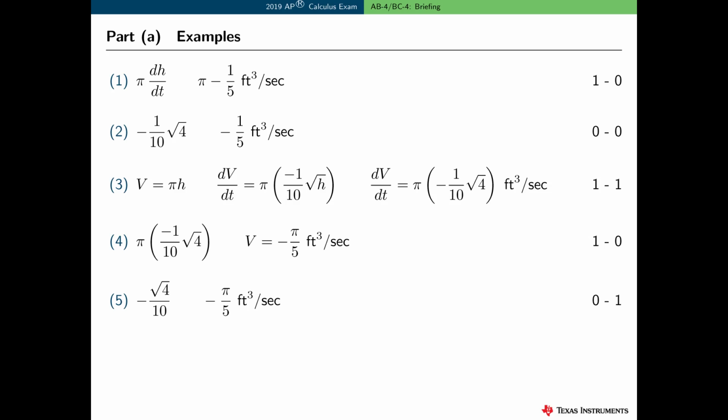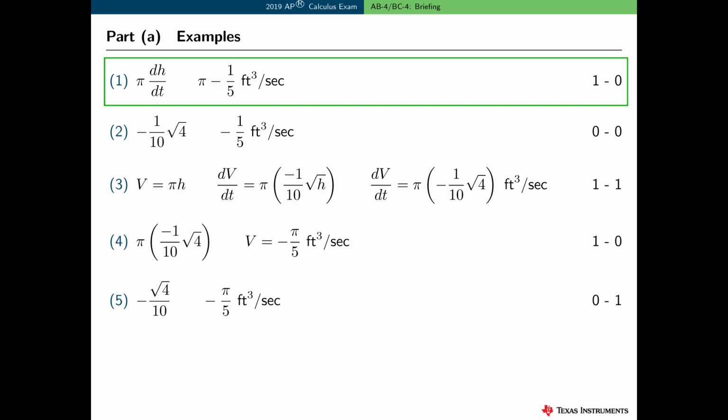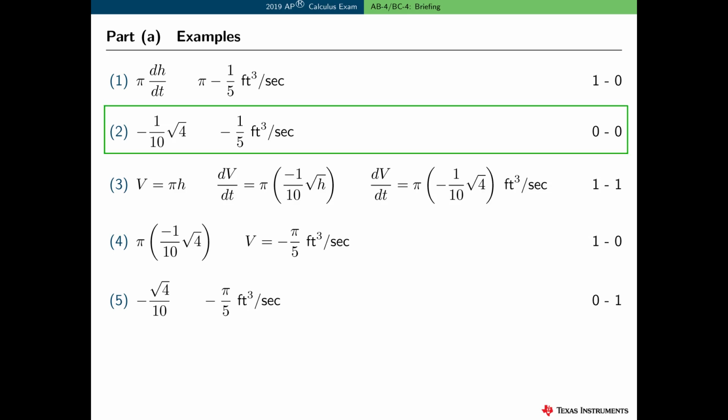Here are a few more examples of responses in Part A and how each was scored. In the first example, the student has conveyed the derivative of V with respect to t. However, the final answer is ambiguous. Because there are no parentheses, we have to read this as pi minus 1/5. So this response earns 1, 0. In example 2, the derivative is wrong, but it's still possible to earn the answer point with some reasonable work. But there is none, and the answer is wrong anyway. So this earns 0, 0.